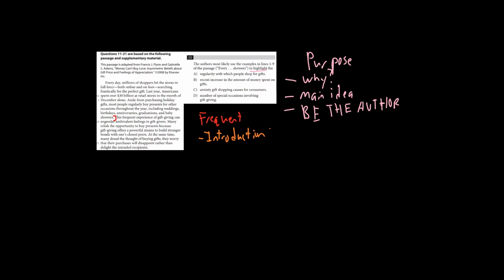If you look at the italicized portion, it says, money can't buy love, asymmetric beliefs about gift price and feelings of appreciation. So just by the title alone, we know his argument is something about gift giving. Gifts do not equal love. So if you buy a higher price gift, it doesn't really signify anything. If you keep on reading the passage, that's what you'll come to understand.